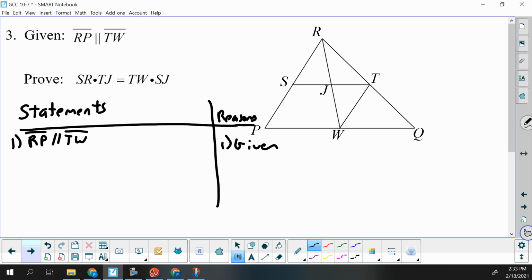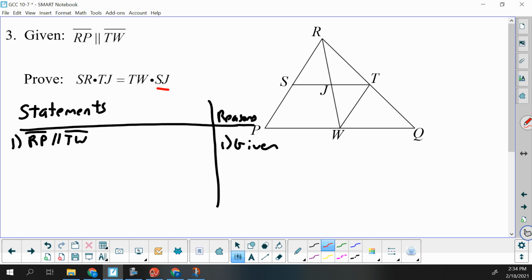TJ is a side in RJT and WJT. So let's move on. TW. TW is a side in TWJ and TWQ. Okay, let's move on. SJ. SJ is a side only in SRJ. So we were down to the end, but we found one. Okay, the only triangle that SJ is a side in is SRJ.